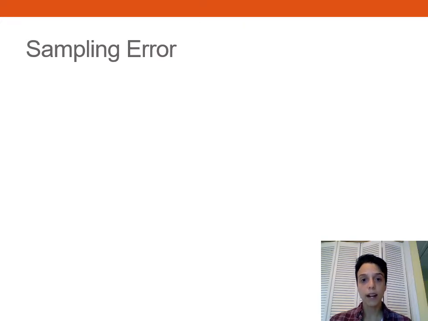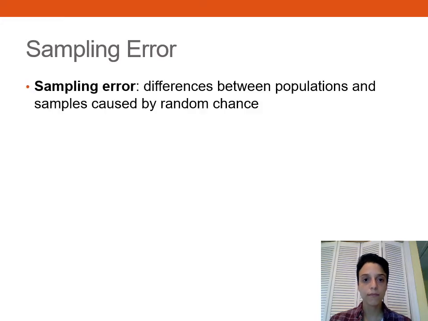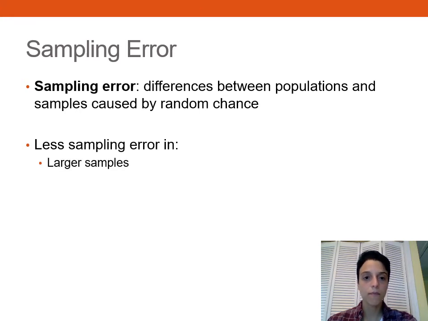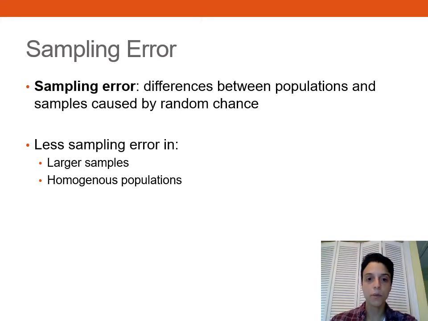So I've mentioned sampling error a couple of times, and now I'm going to dig in deeper to what it really means. Sampling error refers to differences between populations and samples that arise simply from random chance. And I'm going to go through an example in a moment, but before I do, I'll note that there tends to be less sampling error when you have large samples and also when you have homogeneous populations, or populations in which most of the members are pretty similar to one another.